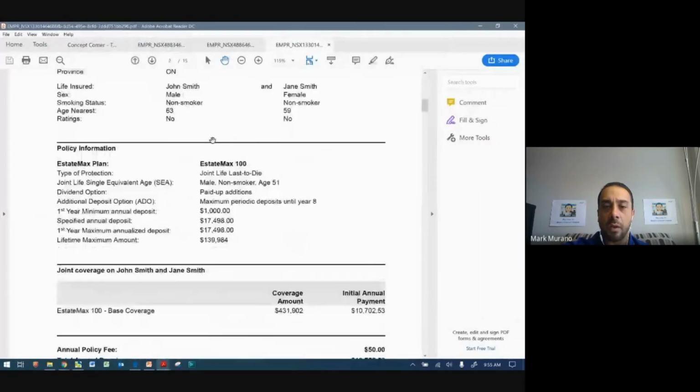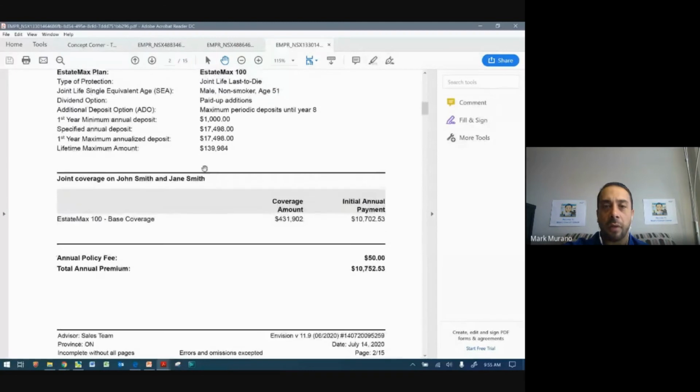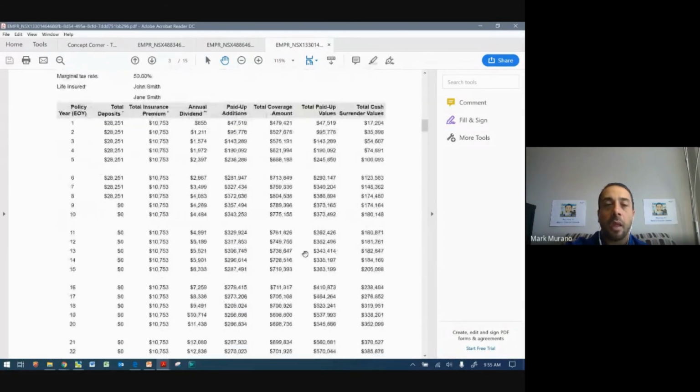So just scrolling down, okay, we have my coverage, my ADO, $17,498 plus my life insurance premiums, $10,752, for $20,250. The illustration shows deposits of $28,250 for 8 years, but insurance premiums are indefinite, as the insurance coverage continues. The premiums must be payable. It's a life pay. But going forward after year 9, you are no longer, as the consumer client, making deposits. It's all coming out of the cash value to pay for the $10,753.